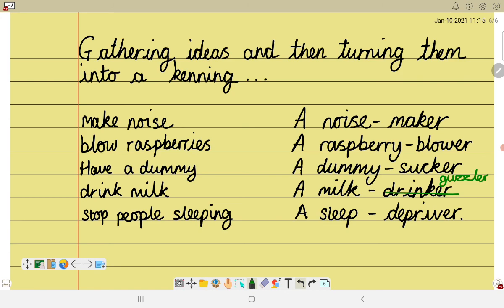Okay, so now you're going to have a go at writing a kenning poem about the superhero that you started researching yesterday. Make sure you upload your work for your teacher to see.